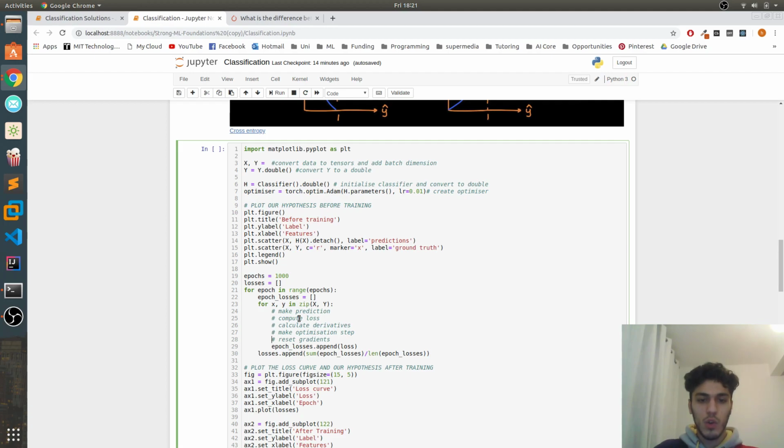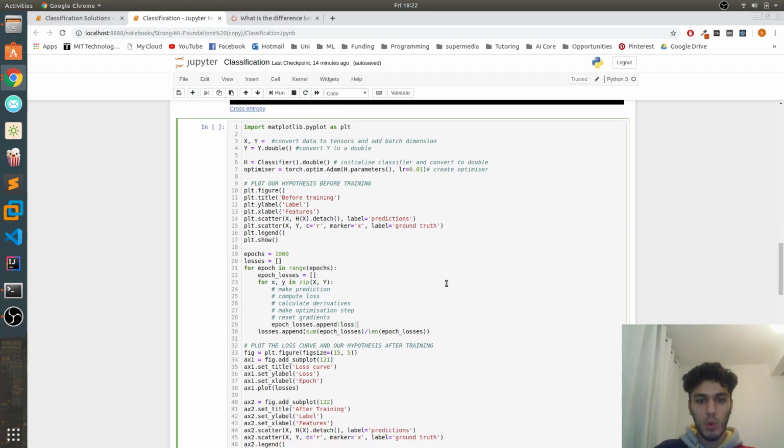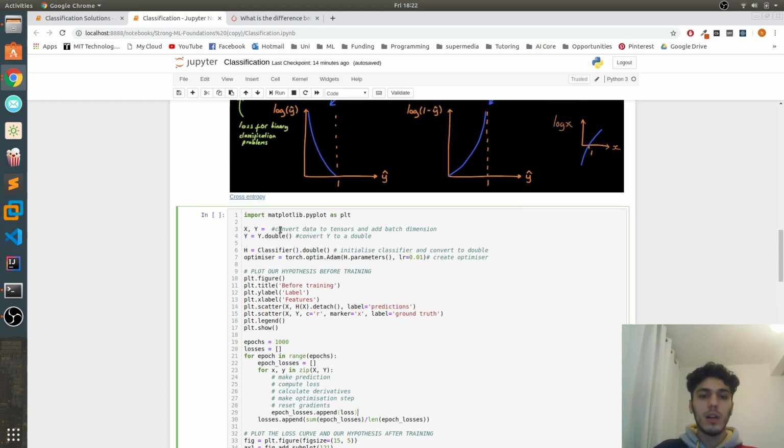Okay, so this is our training loop. So complete that line, and the inside of our training loop. Just pause it right now, have a go, and I'm going to go through the answers now.